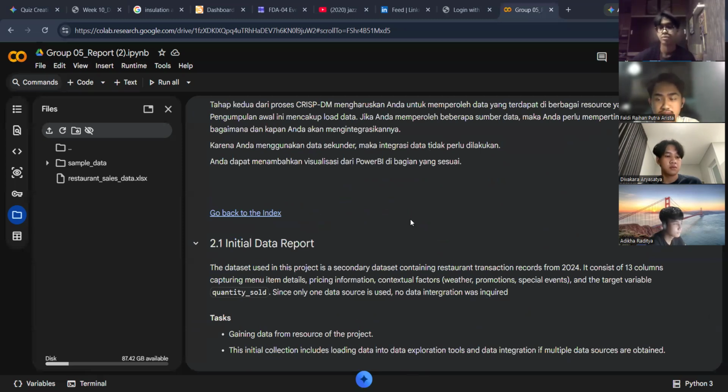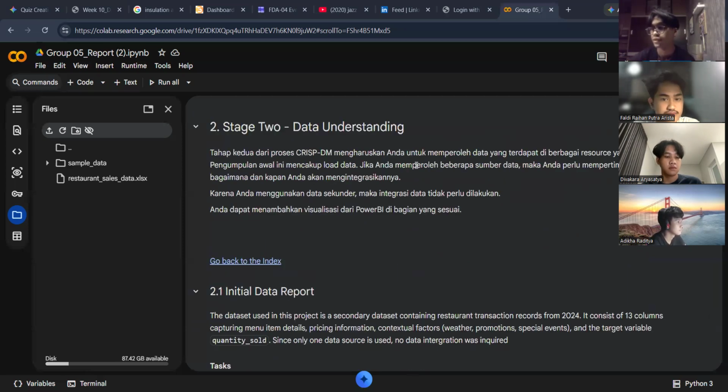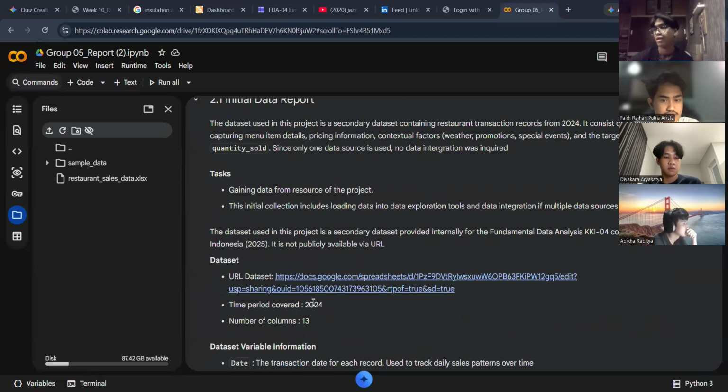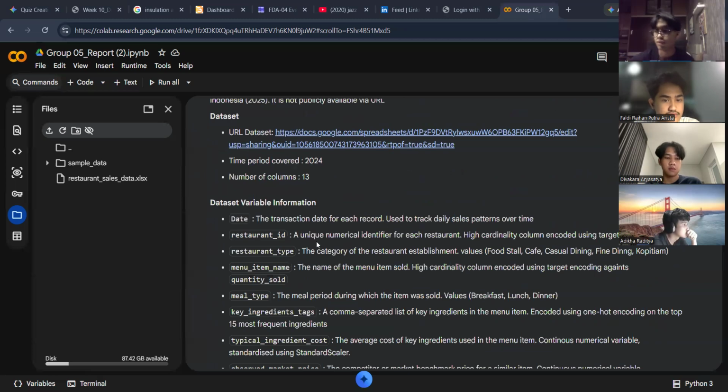Okay, so thank you so much, Valdi, for the first section. Regarding stage 2, which is the data understanding, the data set we use is a secondary data set containing restaurant transaction records from 2024, with a total of 13 columns. So here's the summary of the key variables.